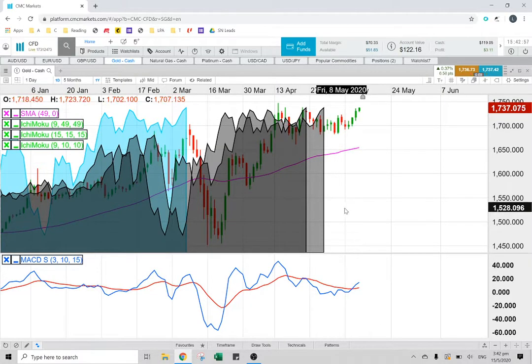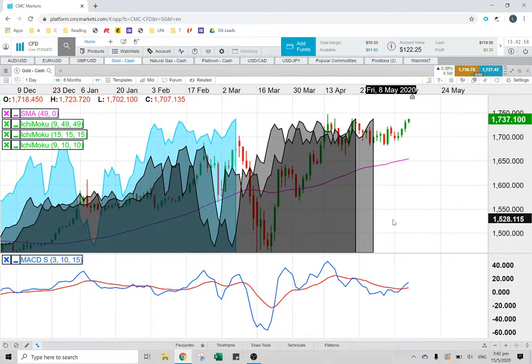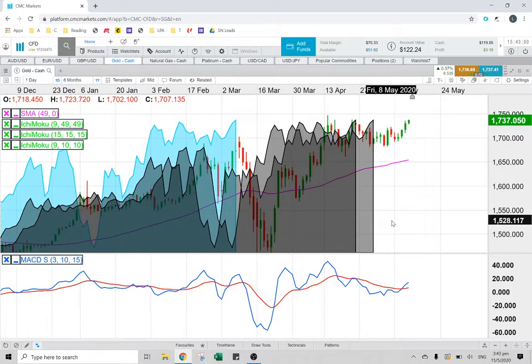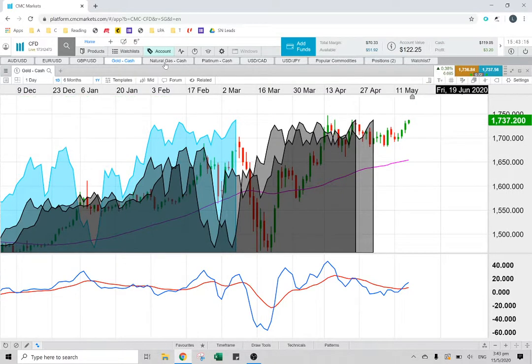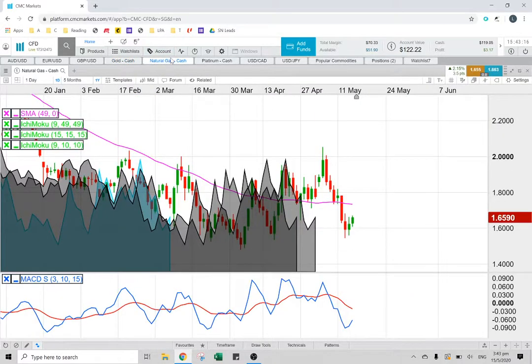If you have enough margins, play small, but definitely a good opportunity from what I'm seeing over here. So if you can buy at 1736 and a stop loss at 1683, which is the low of this candle green bar, for it to become a negative picture. Right, so this is an opportunity. Next up is natural gas.